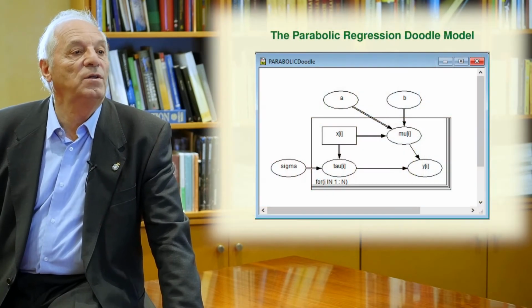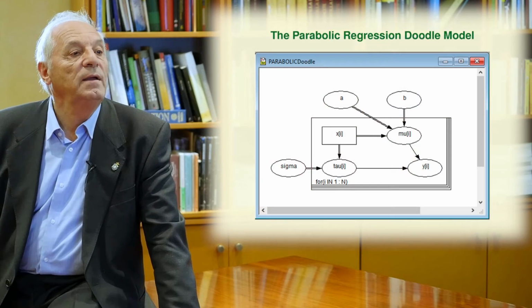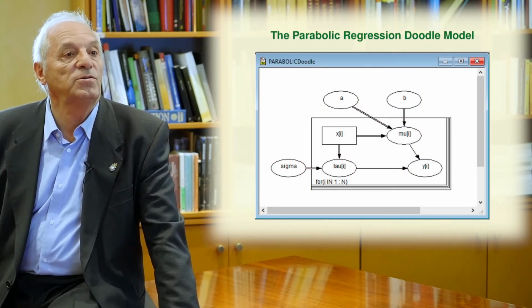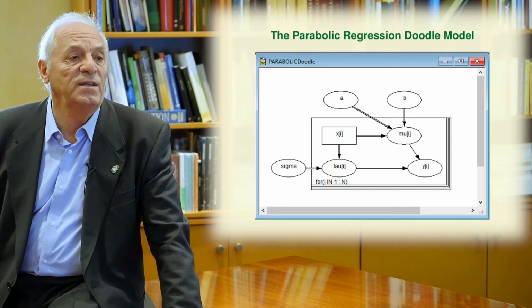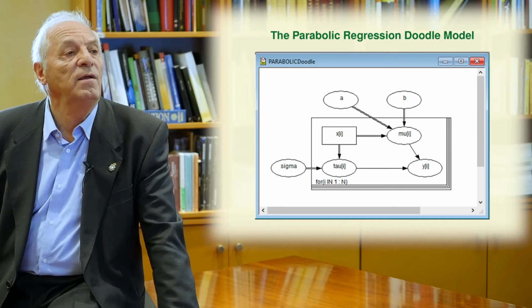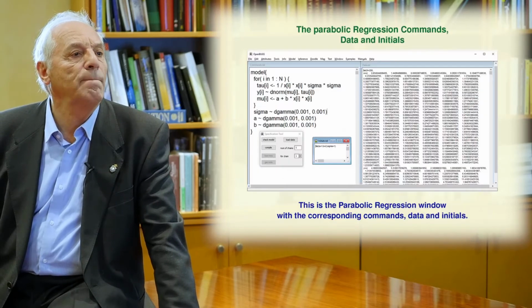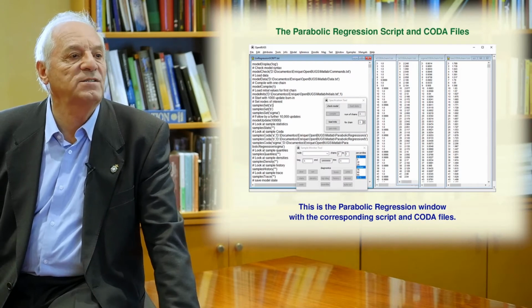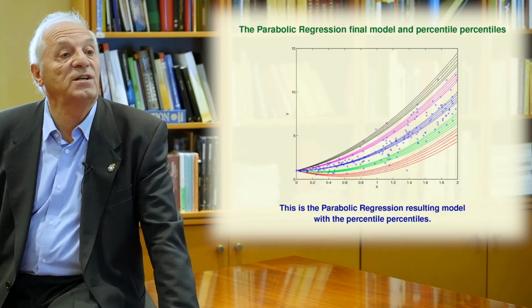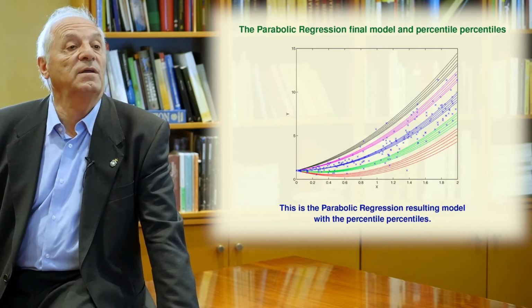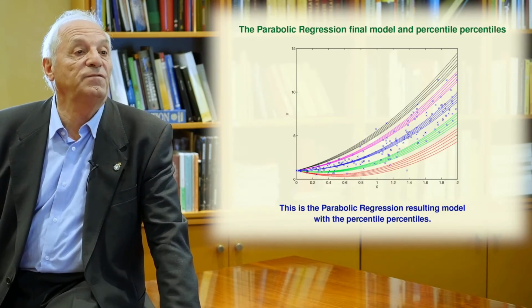This is the Doodle model, and you can see that it is very simple and just reproduces the commands before. We can use this graphical display or the commands, either of the two is valid for compiling the model. And then we run OpenBugs. And this is the final result. You can see the beauty of having percentiles for the percentile curves and a very nice fit of the data.